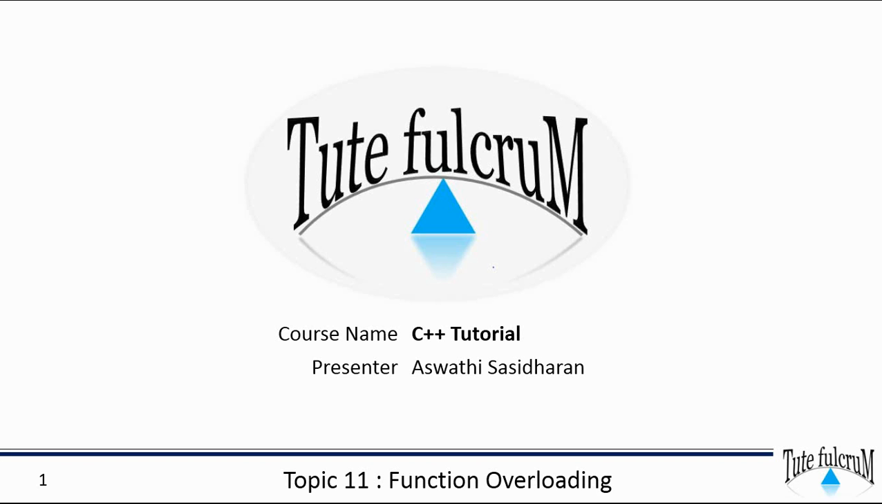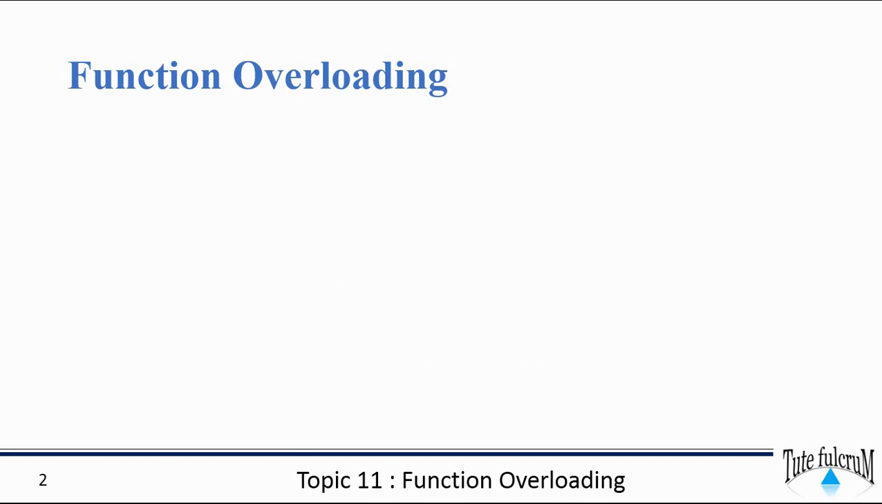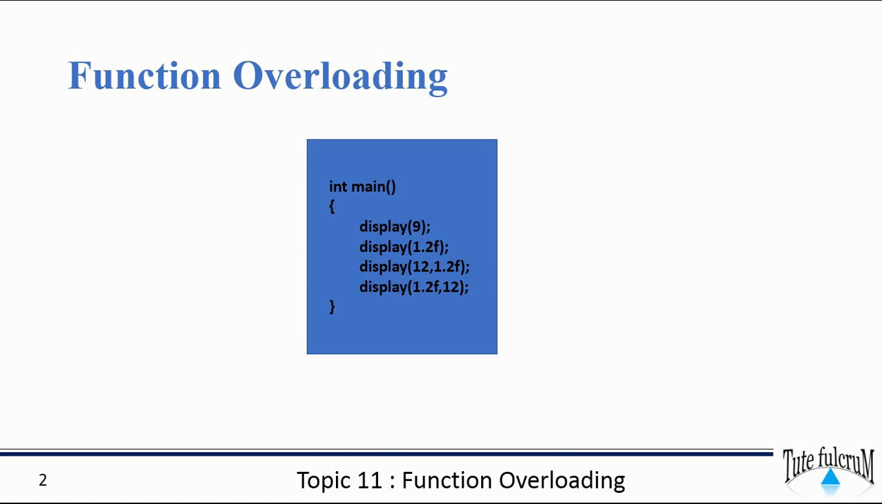This session is on function overloading in the C++ programming language. So what is function overloading? We have discussed this in detail in our last session. It's nothing but the privilege to have multiple functions with the same name, provided they differ in the parameter list. The functions should differ either in the number of arguments, or the type of arguments, or the order of the arguments. And we have taken an example of the display function.